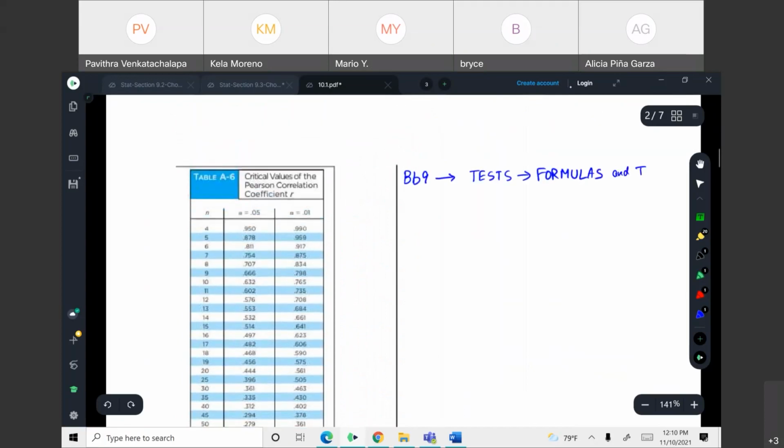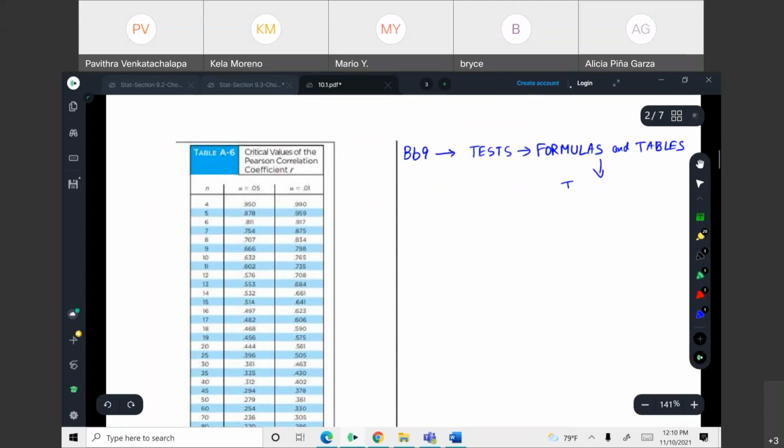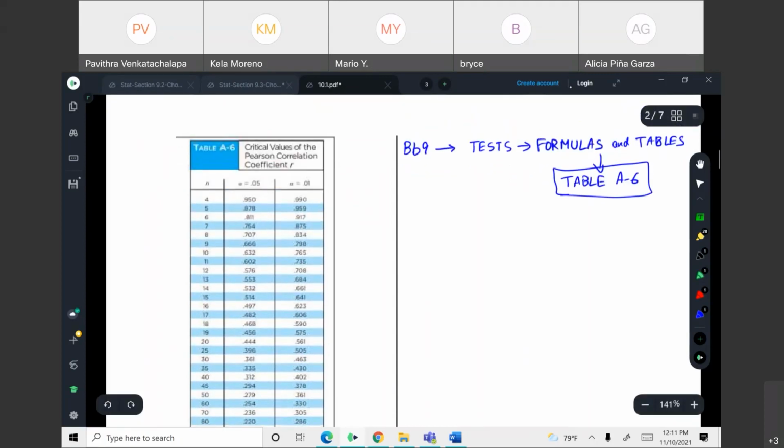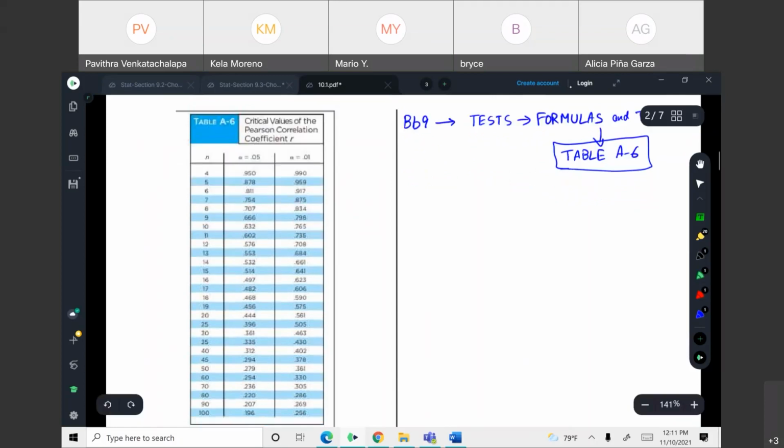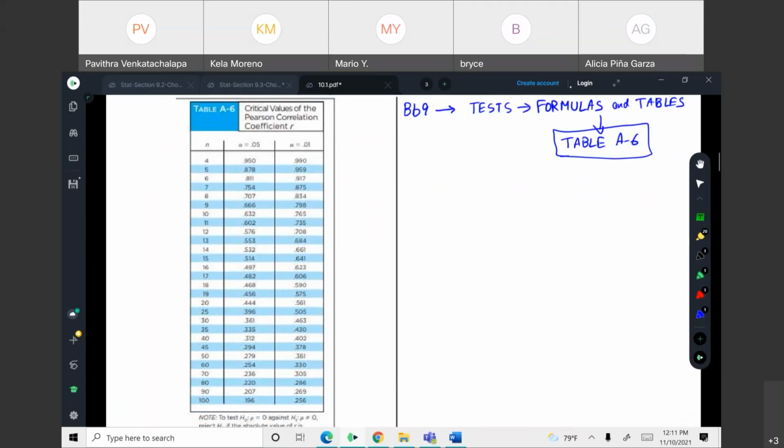And tables. So in this, just scroll down and you will find the table A6. Okay, and this is your critical value table. Now this is very important because you cannot find critical value for chapter 10 using a calculator. So you have to study this table. Study in the sense you do not have to mug up the values, but you must know how to use this table. Got it? Now it's very easy.